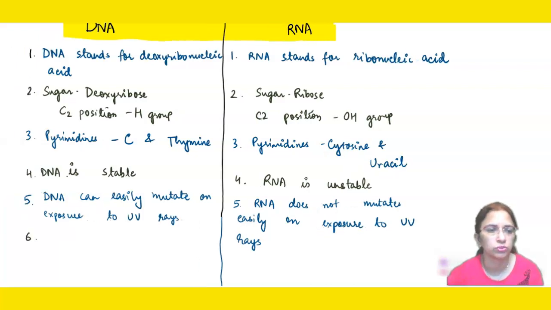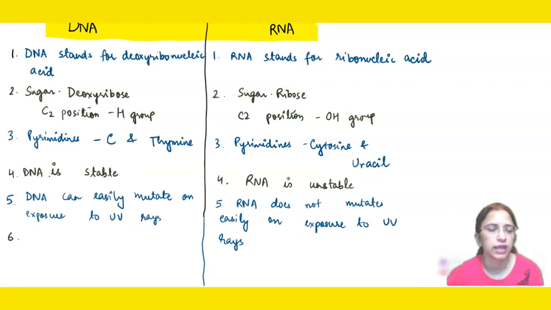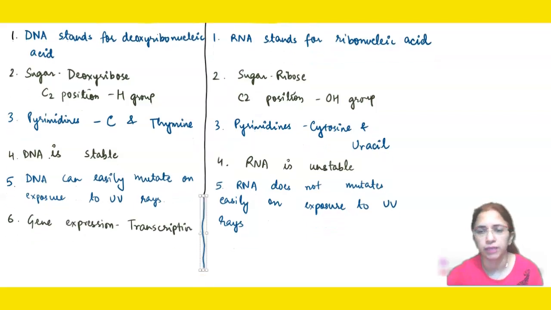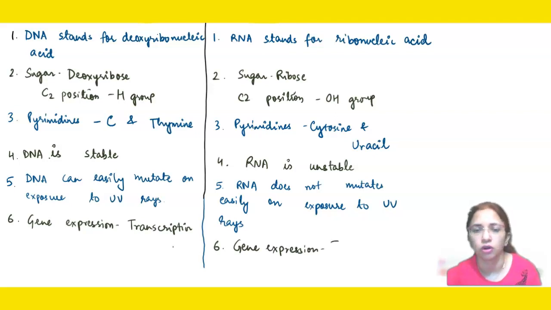Let's come on to another point, right? If you talk about gene expression, then you know that DNA helps in transcription. So DNA plays a major role in transcription because it helps in propagating its information to the RNA. But if you talk about RNA, in terms of gene expression, it helps in the process of translation.